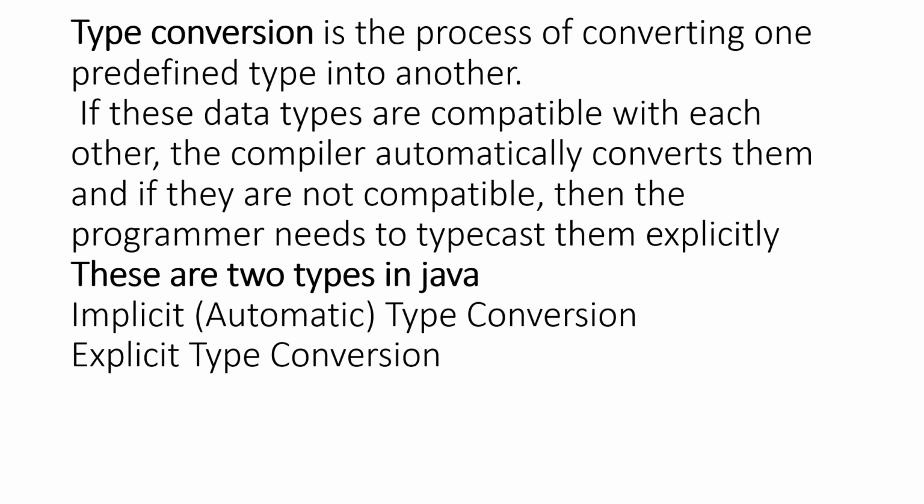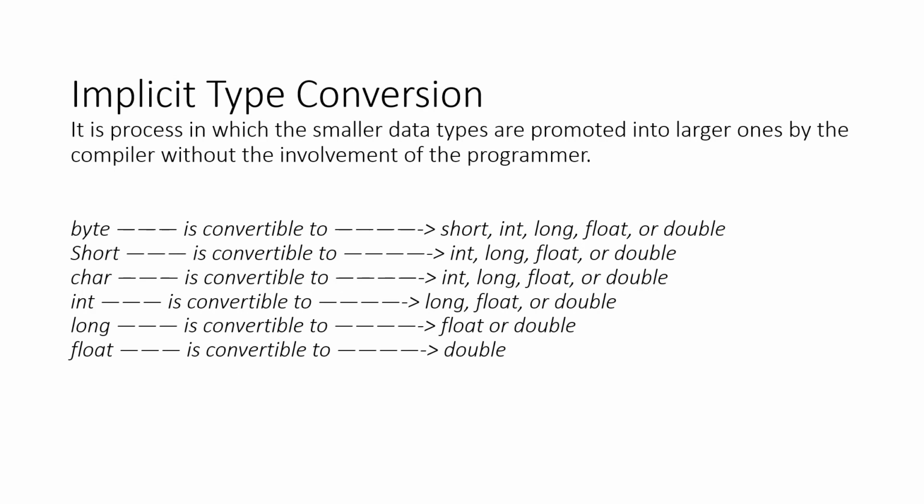So these are two types in Java: first is implicit type conversion and second is explicit type conversion. Now see what is implicit type conversion. It is the process in which the smaller data types are promoted into larger ones by the compiler without the involvement of the programmer. So here you can see that byte data type is convertible to short, int, long, float or double type.